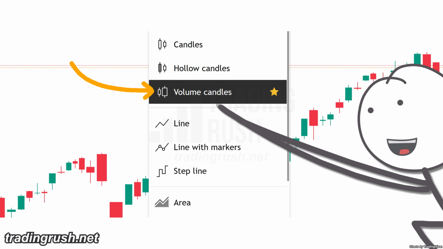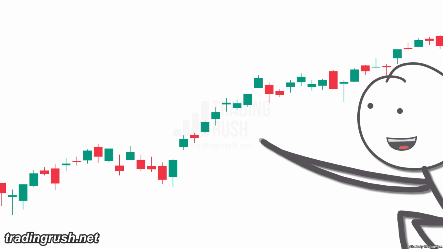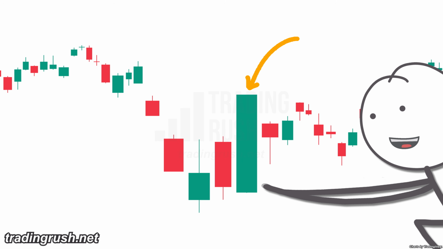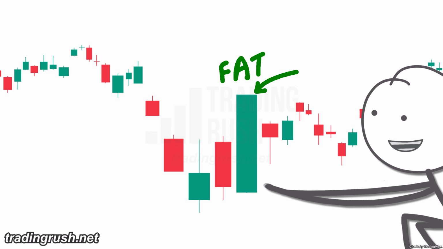Number 11. The volume candles chart type is one of the best things I have seen in my entire trading journey. Basically, you know how it can be difficult to tell which candle is strong and which one is weak. Well, this volume candles chart type solves that problem. You see, in this volume chart, the thickness of the candle changes based on the volume. If the price moved up and the volume was high, then that candle will be a fat, thick one.